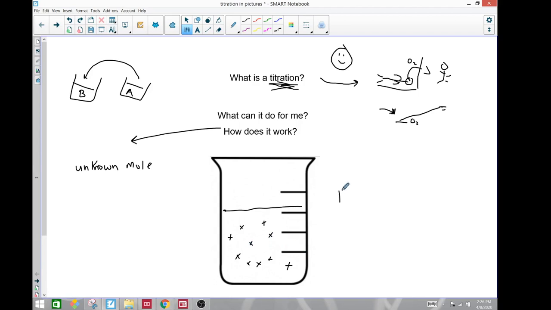It could be lead ions in water. It could be a certain amount of bacteria or some sort of germ, or it could be a virus in a certain blood area. It could be antibodies. Literally anything that's in a volume, I want to be able to figure out what's inside of it. They could use a titration to do that.